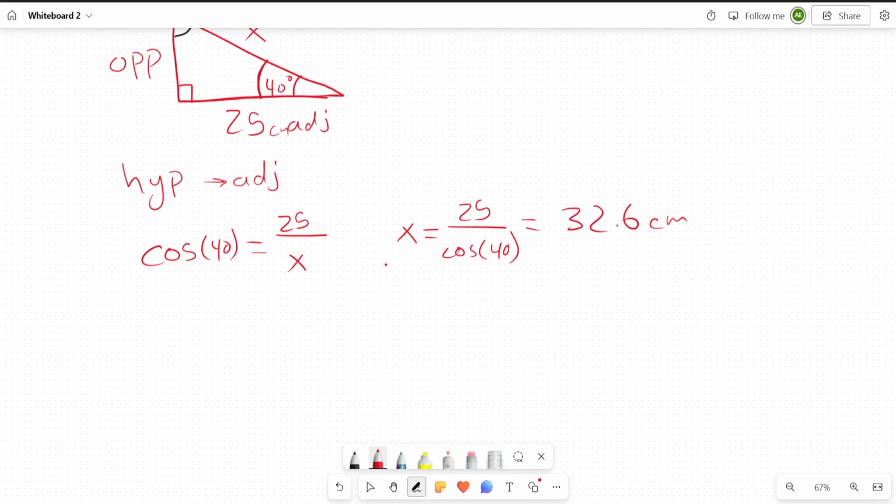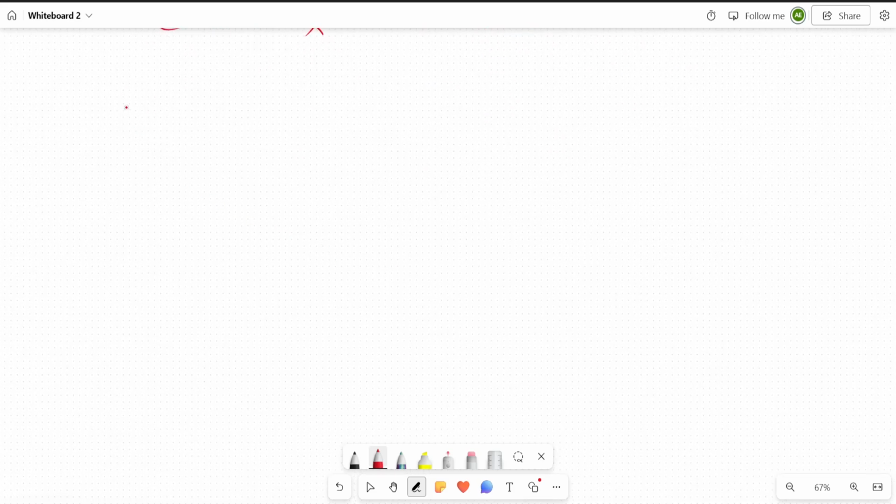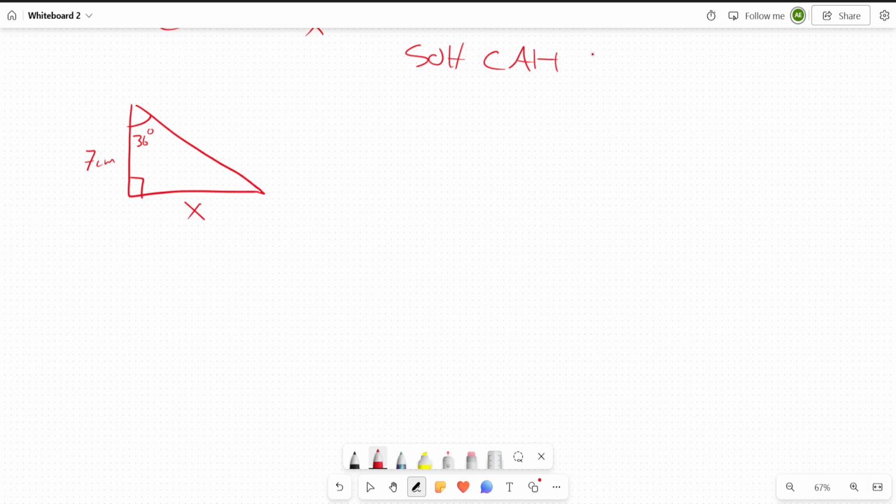Okay, now let's take another example. Let's say we have a right angle triangle. Okay, we have this angle as 36 degrees, and we have this side as 7 centimeter, and we have this side as x. So again, SOH CAH TOA. Let me think about what do I have here. First of all, this is going to be my hypotenuse. If I'm looking at the 36 degree angle, this is going to be my opposite side, and this is going to be my adjacent side.